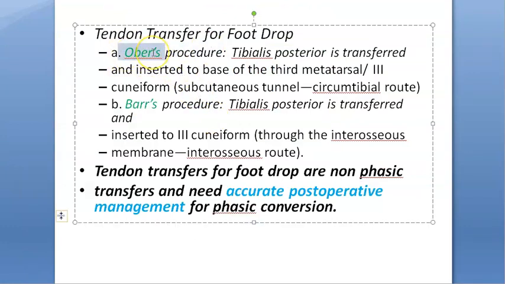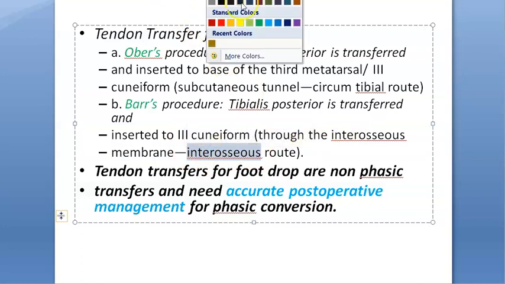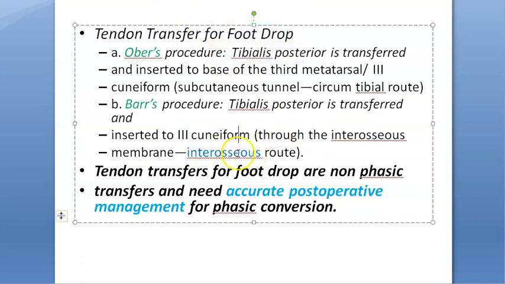See, you book an Ola and Uber and go to the Barr. So Ober procedure is where tibialis posterior is transferred to the third metatarsal or third cuneiform. This is the circumtibial route. And then you have Barr's procedure, which is the interosseous route. Barr is via the bone, BB. Interosseous sounds like atrocious, right?